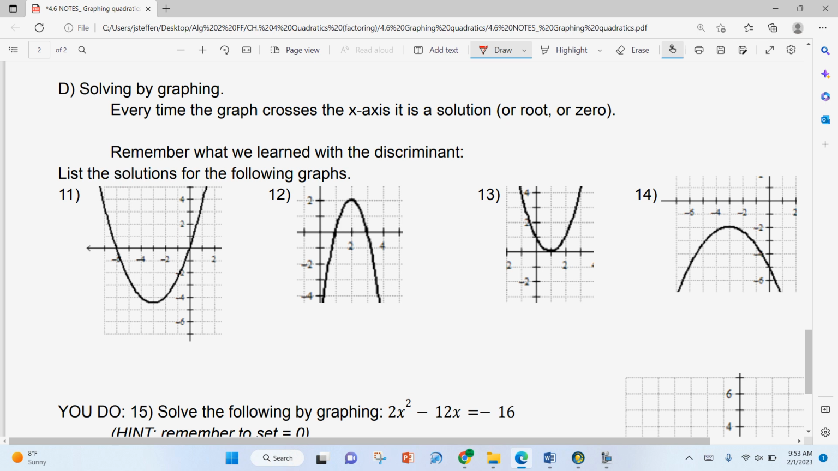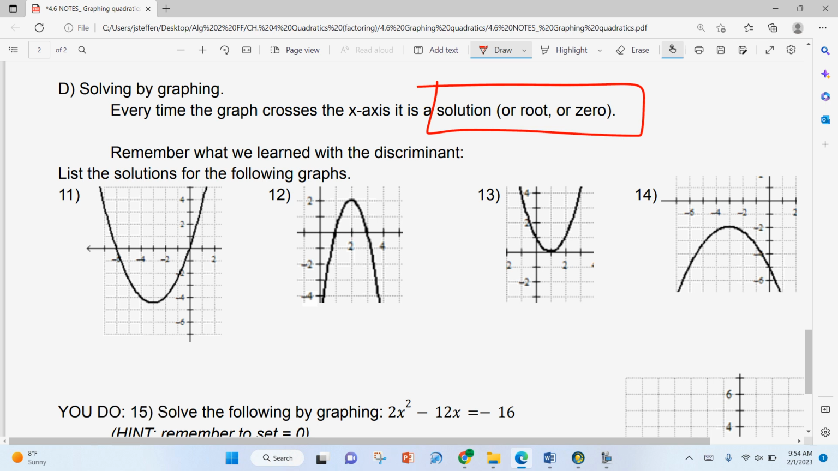So the next thing we're doing is solve by graphing, and as long as you know how to graph, the solving part is super easy. Because all you have to do is see where it crosses your x-axis. Now, just to make sure you guys don't get confused, these are all the same. Solution is the same thing as root. So if I say find the solution, that's the same thing as finding the roots, the zeros, the x-intercepts. All those are the same words.